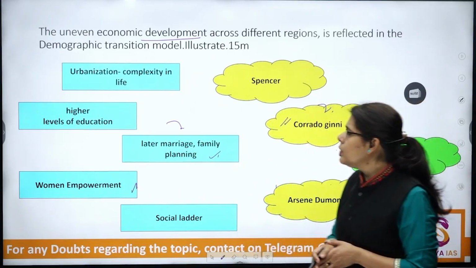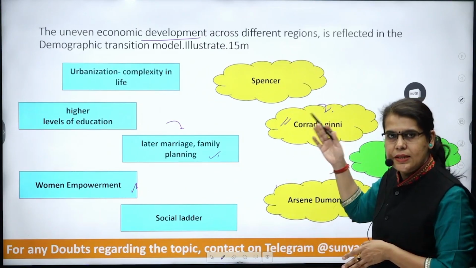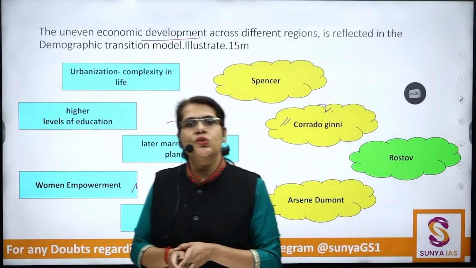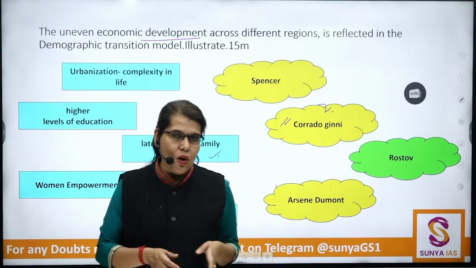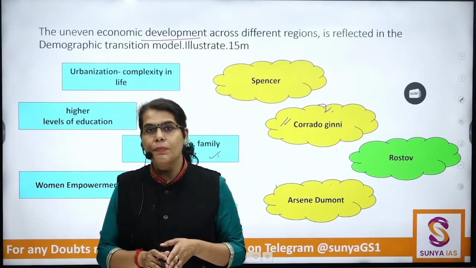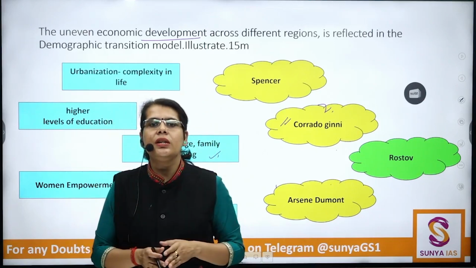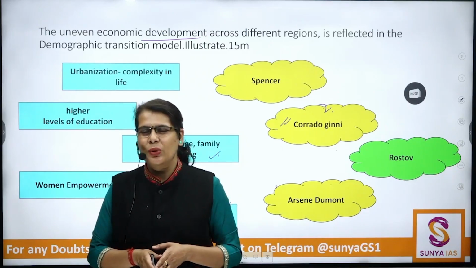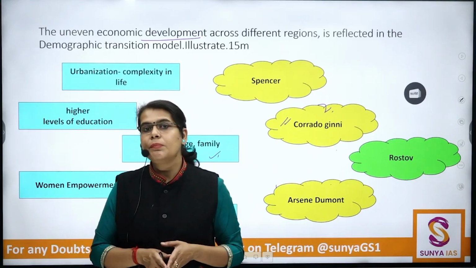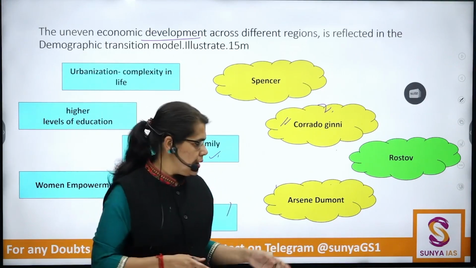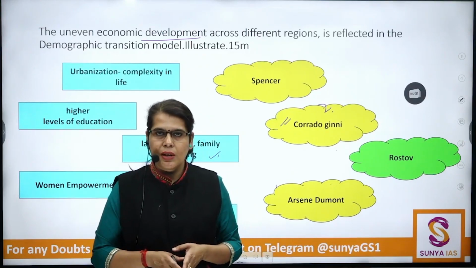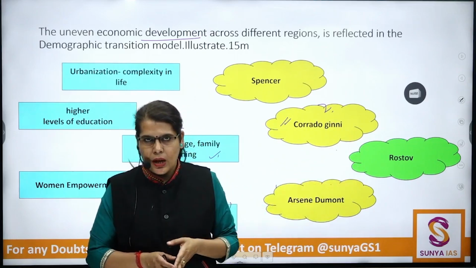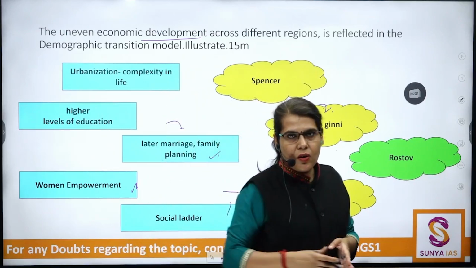Then women empowerment, again talked about in the context of Spencer, J.S. Mill, etc. And last but not the least, an aspect that you can associate with this question is the social ladder. Whenever a person aspires to rise up in the social ladder, they have a tendency to reduce their fertility rates, so their reproduction rates decline over a period of time. That is proposed by Arsène Dumont's concept of social capillarity. Now all of them you can associate with the Rostow model.